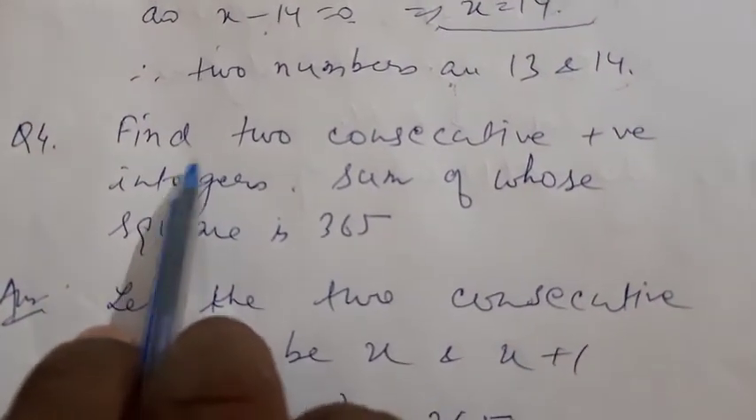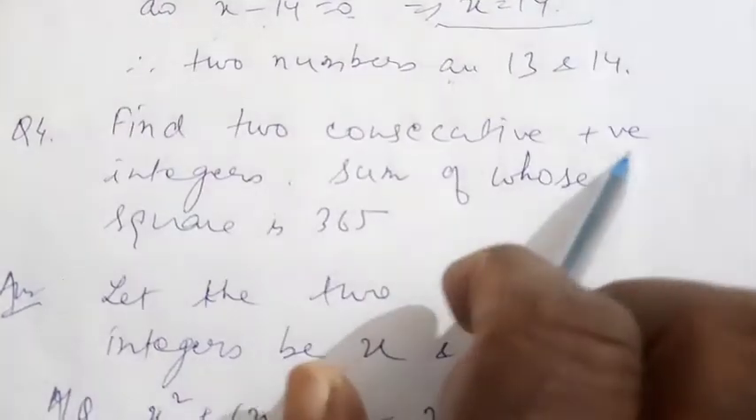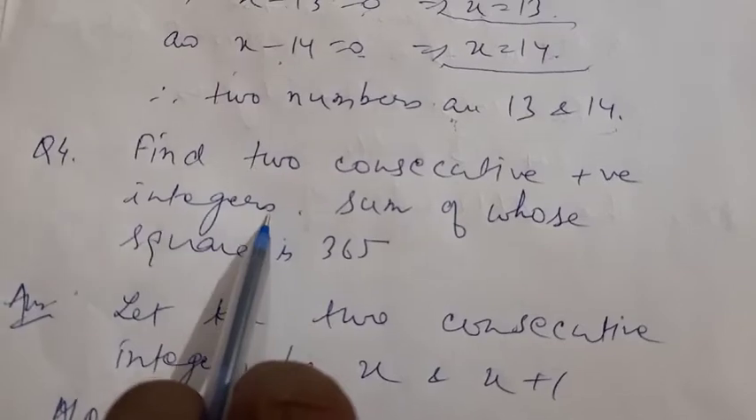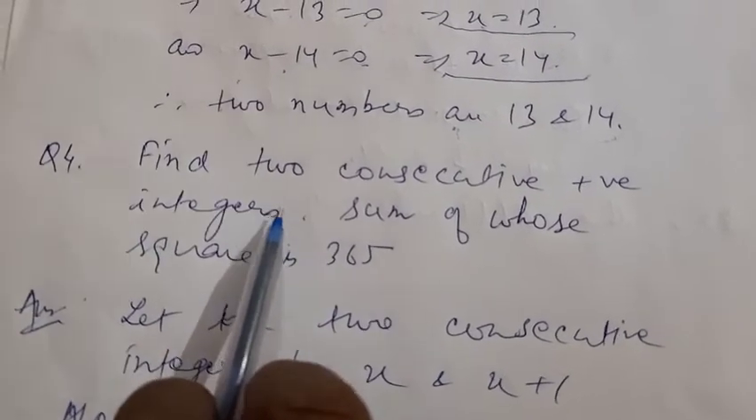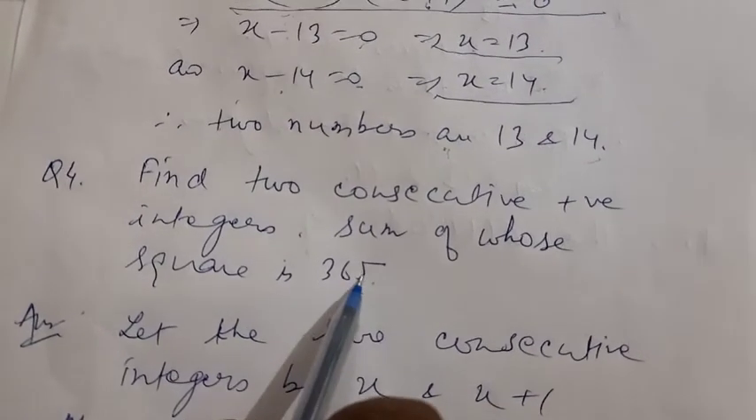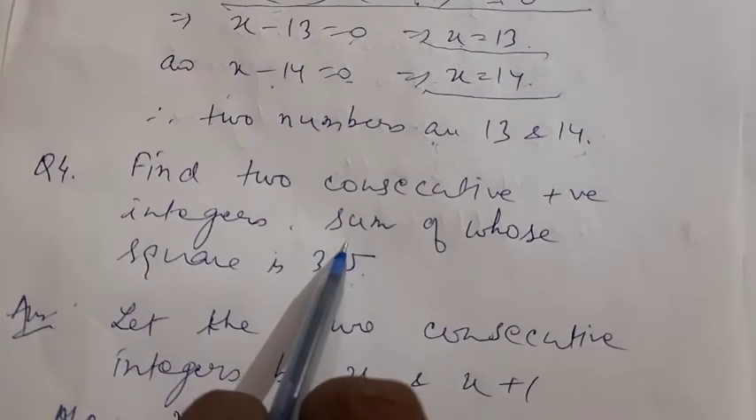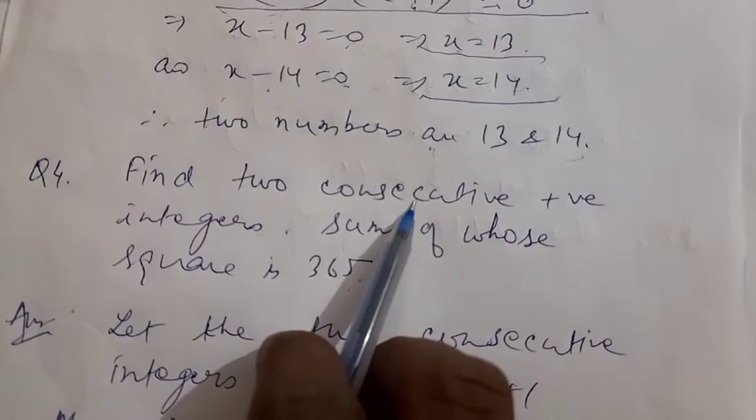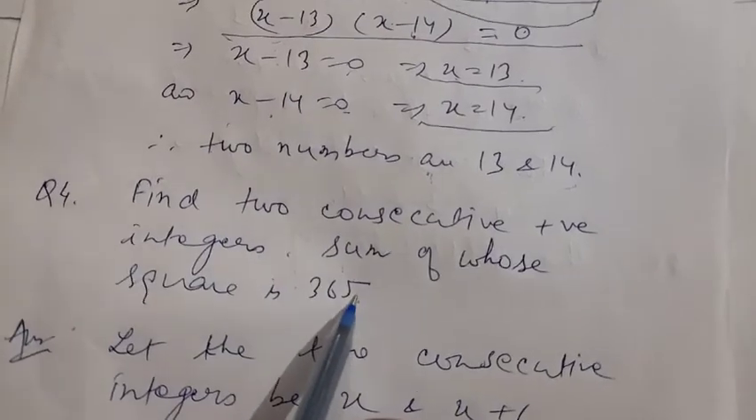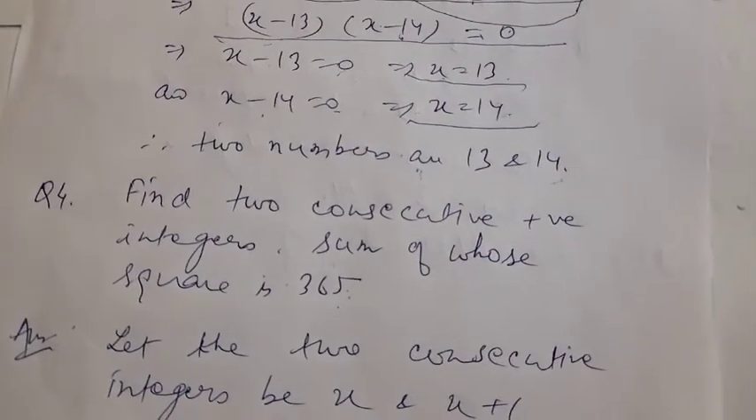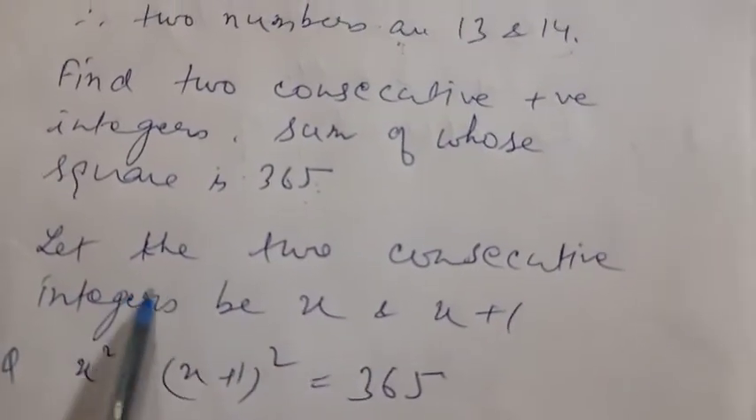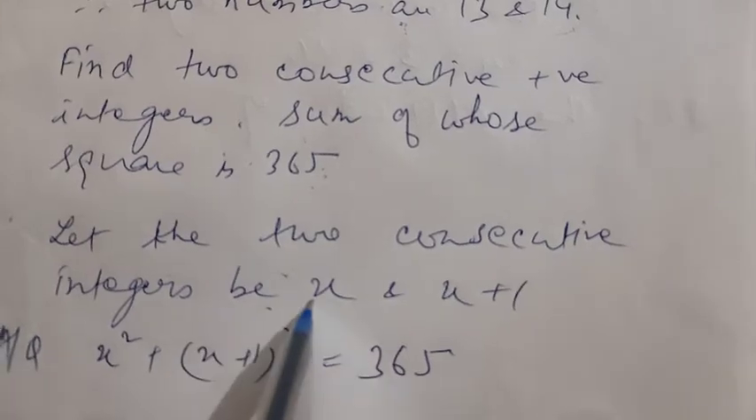Find two consecutive positive integers. Here the question is having a special type of integer, that they must be positive, the sum of whose squares is 365. It means that we have to find two positive integers such that when they are squared, and then after squaring added, it will become 365. Now we have assumed by ourselves that the two consecutive integers be x and x plus 1.